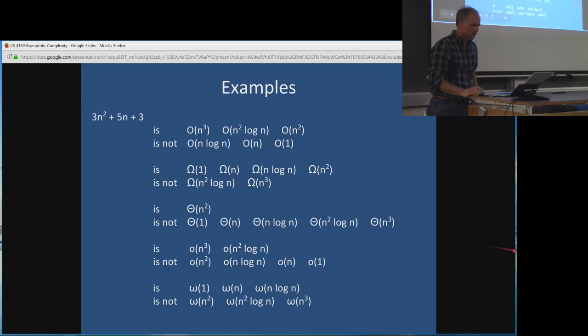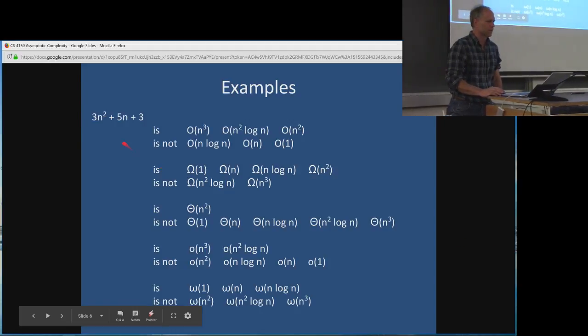Same thing here. Let's say these are all true statements. N squared is omega of 1, omega of n log n, omega of n squared, because all those things are less than or equal to n squared in rate of growth. This isn't true because these terms are bigger. These terms here grow faster than this does.